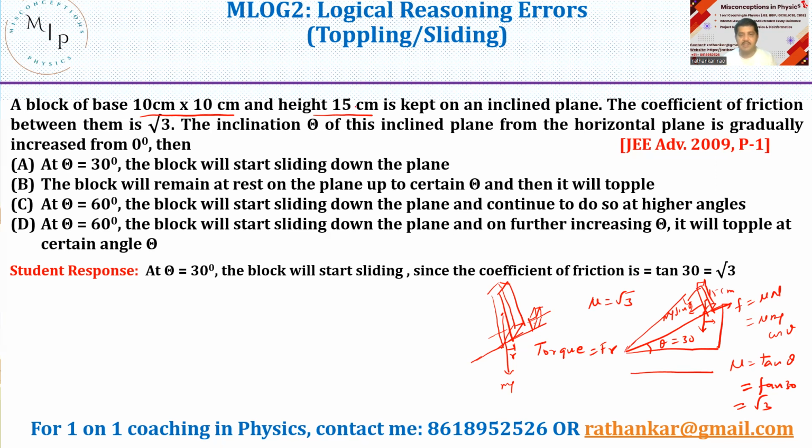Now, when I give the dimension, I am telling you very clearly, the center of mass is farther away from the plane. So as a result, it does not slide at 30 degrees. What can happen is, even before 30 degrees itself, it will start toppling. Maybe at 10 degrees, it will start toppling. So therefore, A is incorrect and B is the correct answer. So this is how logical reasoning plays a very important role. But if you reason it incorrectly, you will not be able to get the solution correctly.